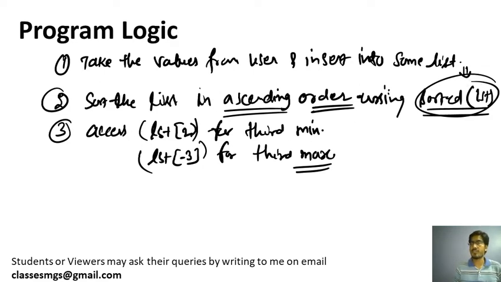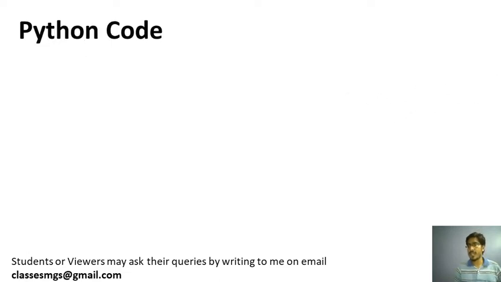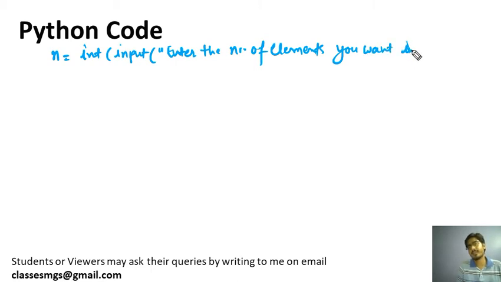And now let's try to write the Python code. Then we will run it in some editor. So to write the Python code, first we need to create, let's suppose, the value n as an integer input: enter the number of elements you want to insert in the list. It will be more beautiful like this.